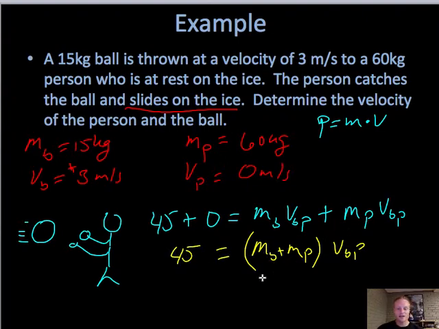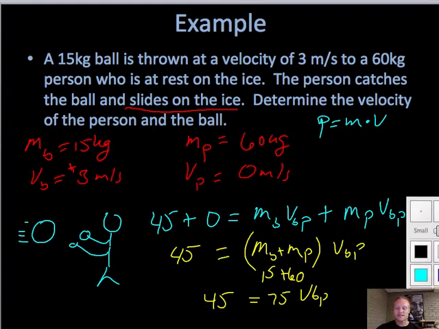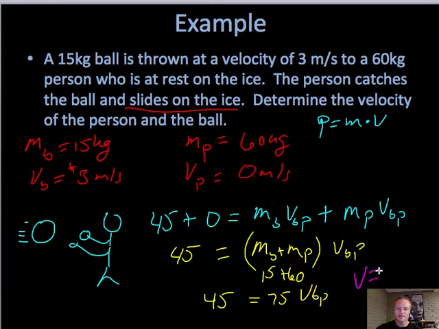Now, what is the mass of the ball? Well, it's 15. And what is the mass of the person? Well, it's 60. If I do that addition real quickly in my head, I get 75 equals 45. And then I'm just going to drop down velocity of ball-person. If you do that little algebra problem, 45 divided by 75, I get a velocity of 0.6 meters per second.